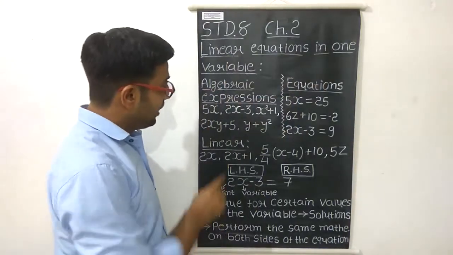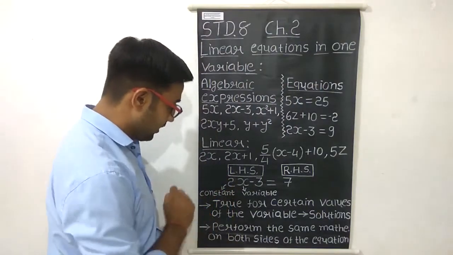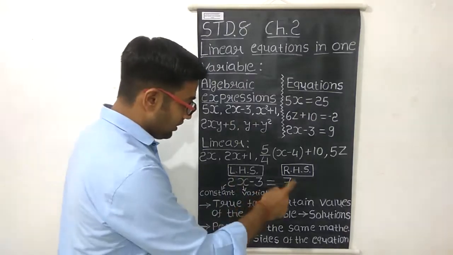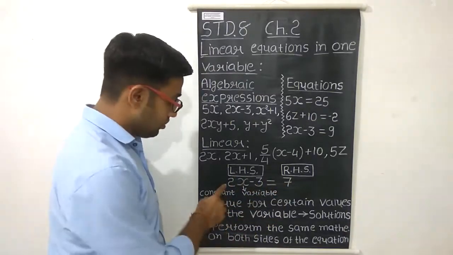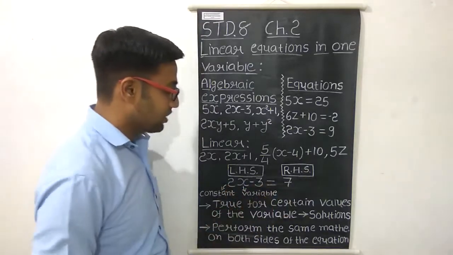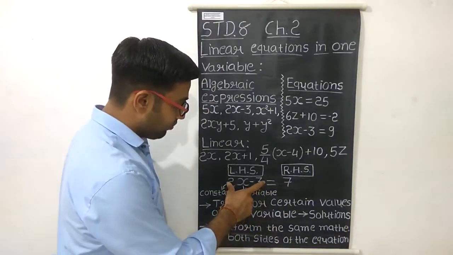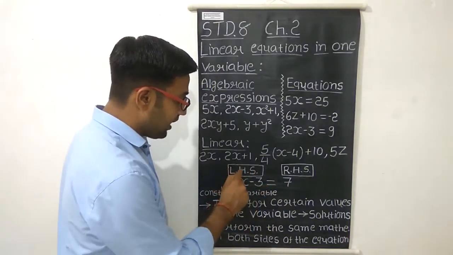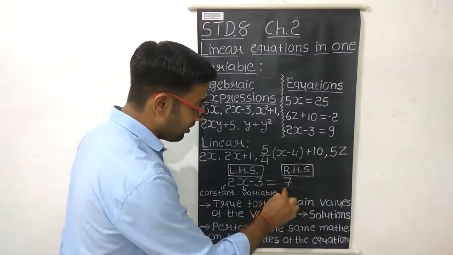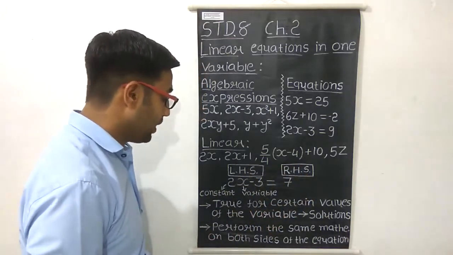Okay. So I have already said before that 2 is a constant. What is x? x is a variable. These 3 and 7 are also constants. Okay. So 2x minus 3 is equal to 7 is a linear equation. This side, 2x minus 3, is called the left hand side of the linear equation, and this side, 7, is called the right hand side of the linear equation.